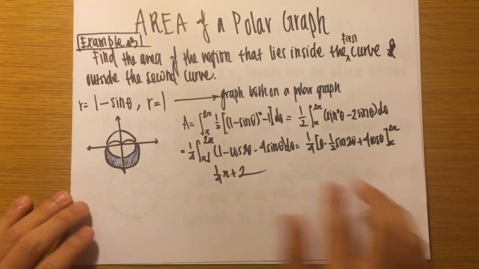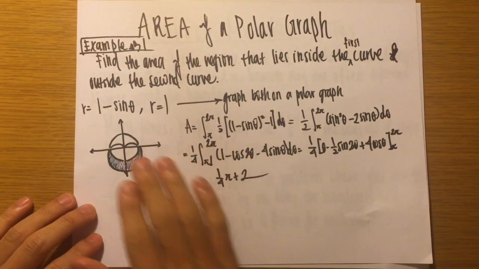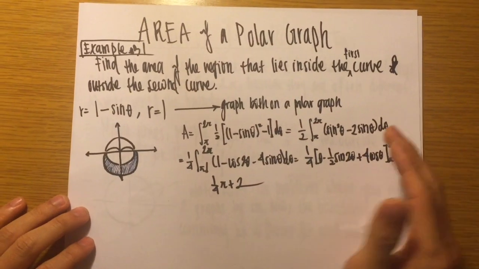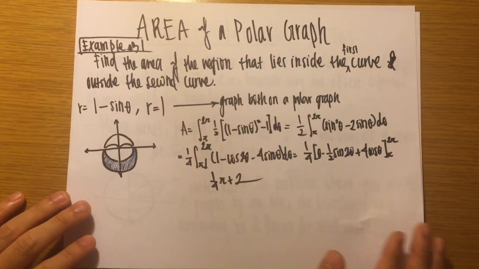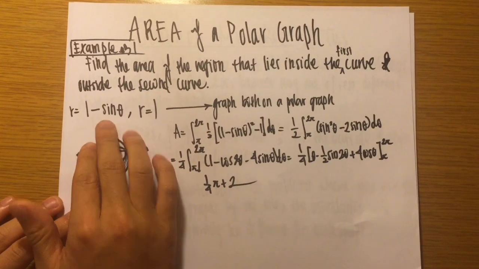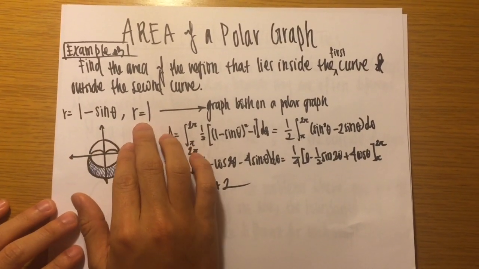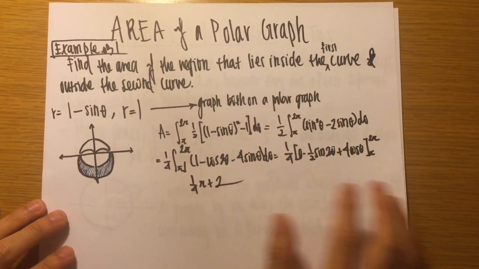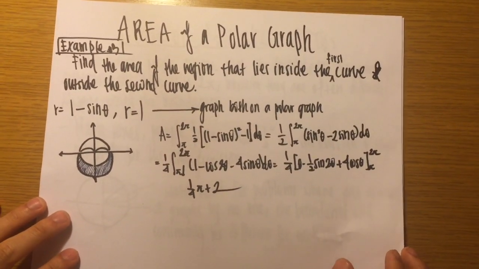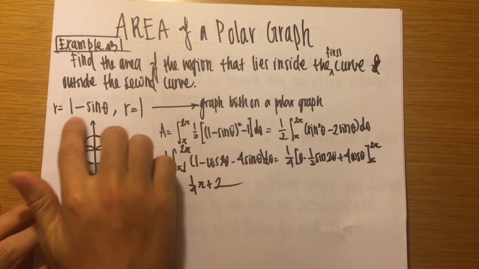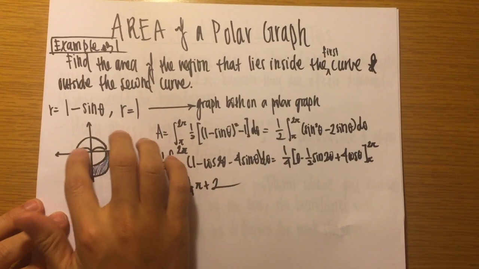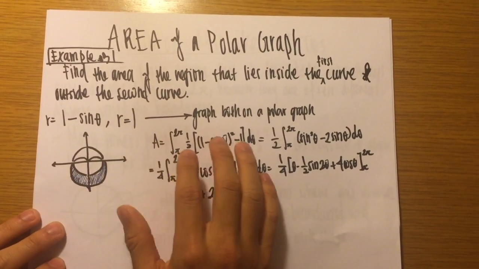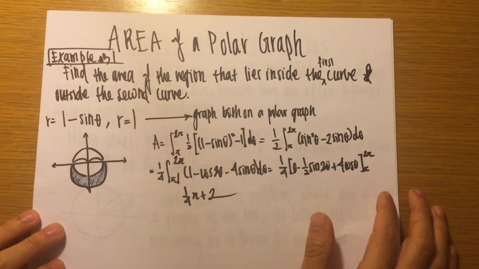This is the area of a polar graph. Example number 5 tells us to find the area of the region that lies inside the first curve and outside the second curve. Now our first curve is r equals 1 minus sine theta. Our second curve is r equals 1. We have to graph both on a polar graph with the techniques that we learned from graphing polar graphs. The first curve is 1 minus sine theta. We'll recognize that this is a cardioid. And r equals 1 is just your standard circle with radius 1 centered around the origin.